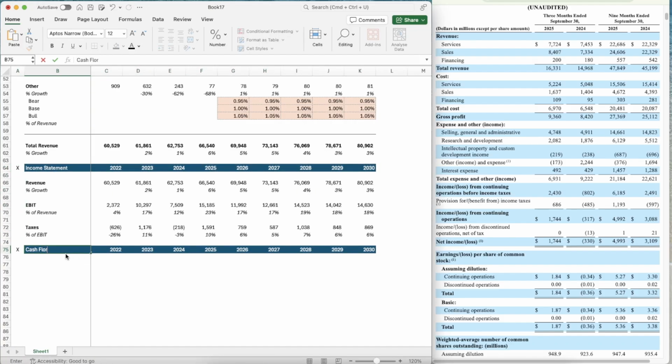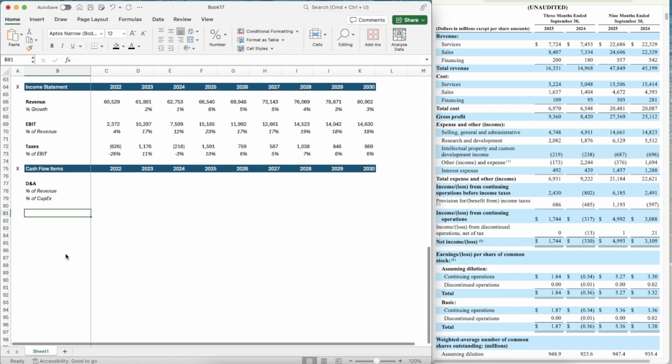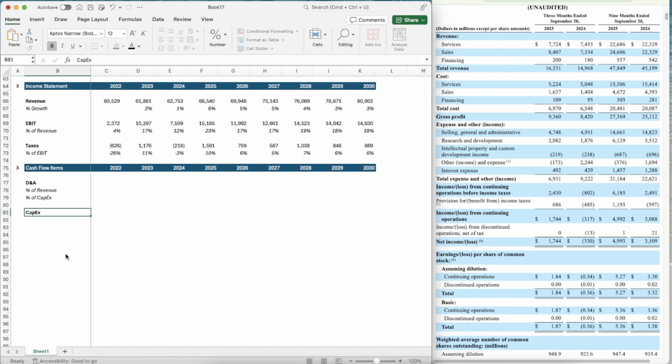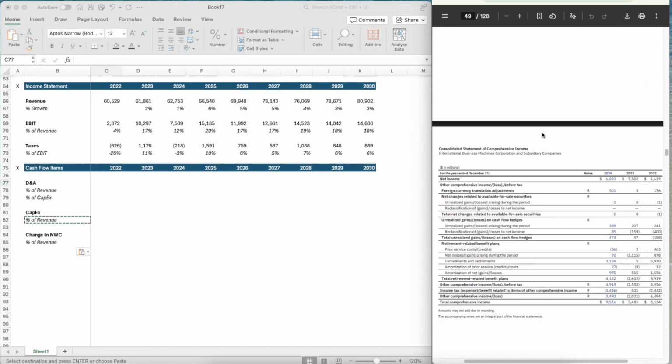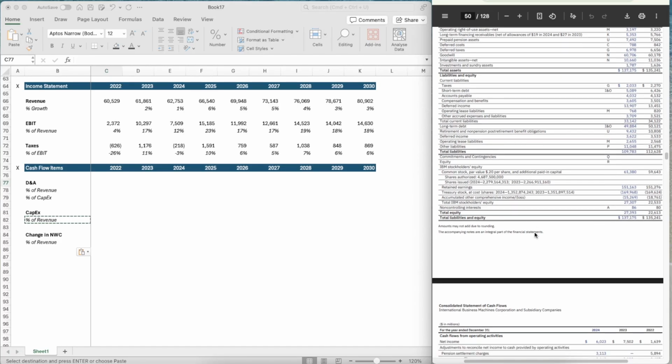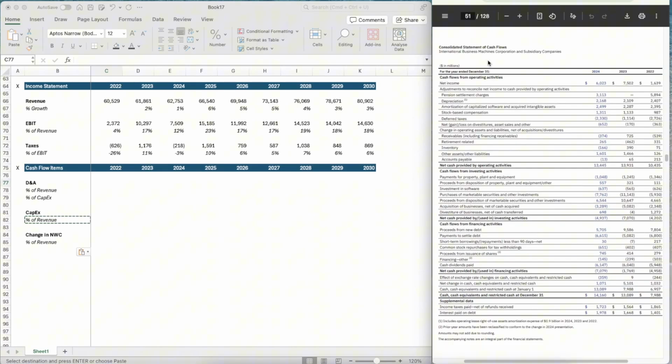Cash flow items is next. And this is your depreciation and amortization. We want to know what that would be as a percentage of revenue, as a percentage of capex too. Capex and change in net working capital. Looks good. DNA. Okay, here's your balance sheet. We'll come back to this later when we work out what the debt is. And here is the cash flow statement.